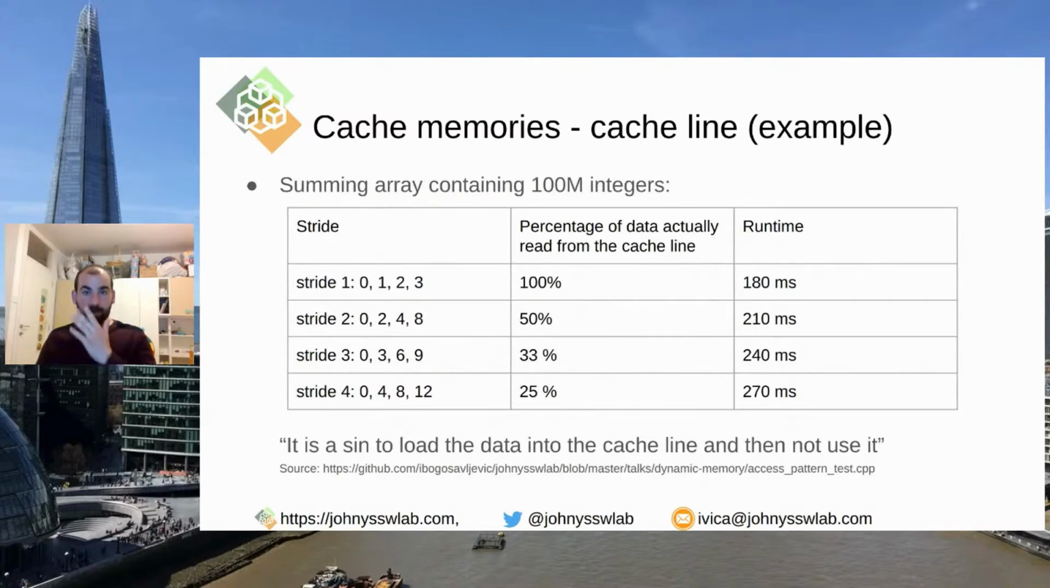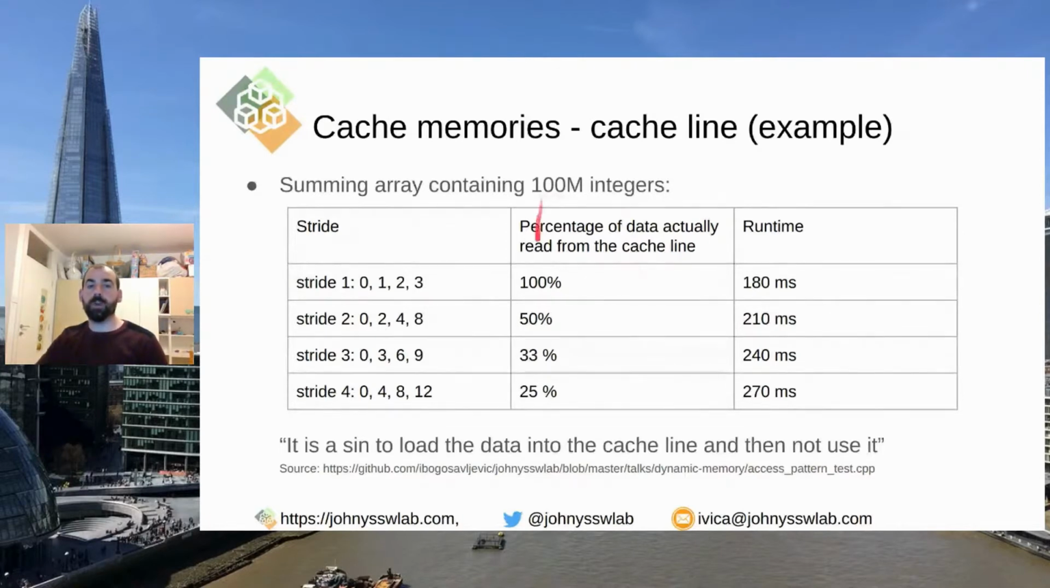So here's another example of cache line organization. I'm summing an array containing 100 million integers with a stride. Okay, so stride 1, stride 2, stride 3, and stride 4. For stride 1, I'm accessing elements 0, 1, 2, 3. Stride 2, I'm accessing elements 0, 2, 4, 6. Okay, stride 3 is 0, 3, 6, 9, and so on. So again I'm summing the array of 100 million integers.